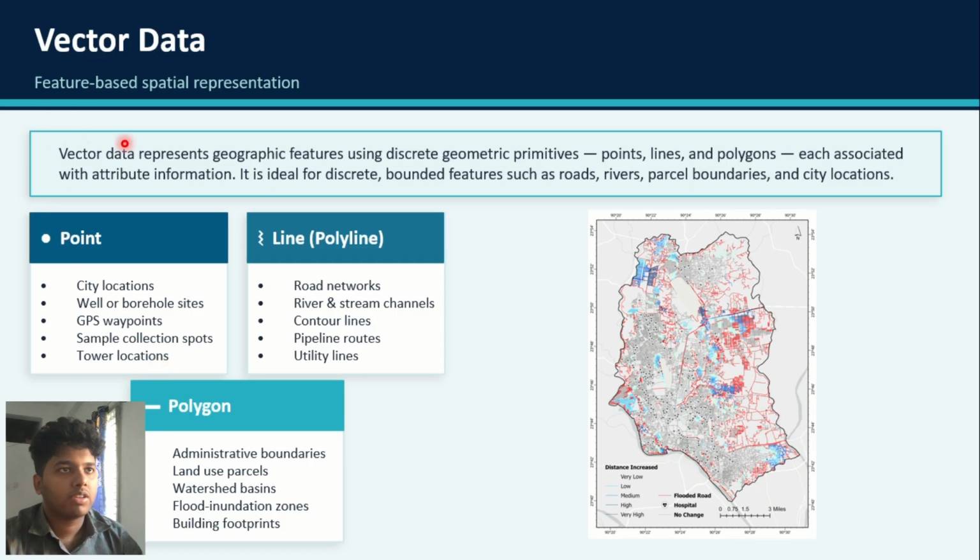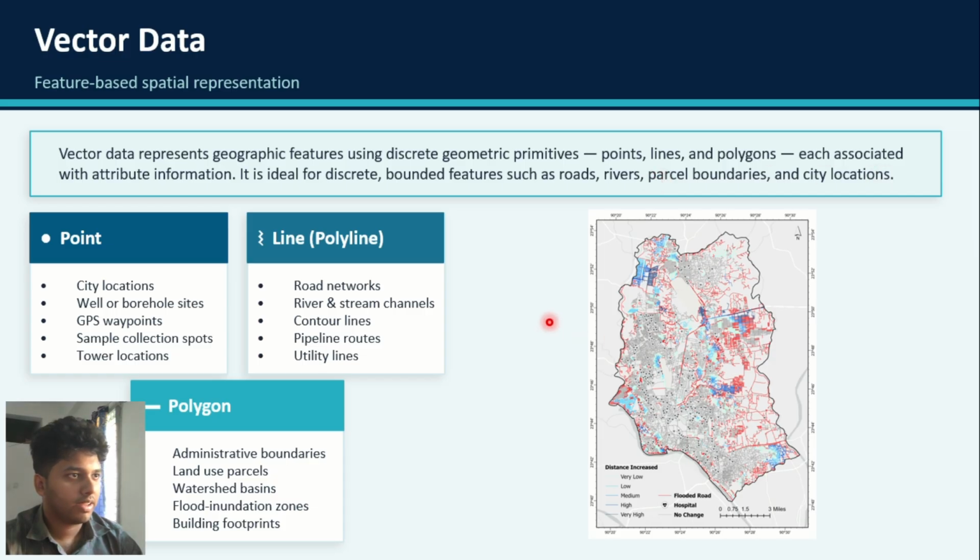First of all, I am going to give you an overview of what a point, line, or polygon database is. Vector data represents geographic features using discrete geometric primitives like points, lines, and polygons, each associated with attribute information. If we open ArcGIS, we can visualize and see the table which forms the vector data set. It is ideal for discrete bounded features such as roads, rivers, parcel boundaries, and city locations.